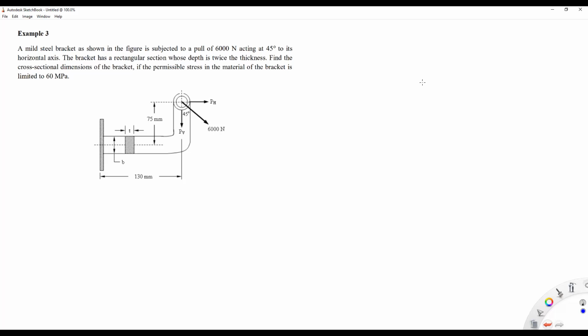So what is the permissible stress referring to? Allowable stress. Yeah, the allowable stress. Okay, that's good. So it is the stress allowed in the material, or the design stress in the material. Okay, so how do we determine the width and the thickness? And we know that the depth of the bracket is twice the thickness.